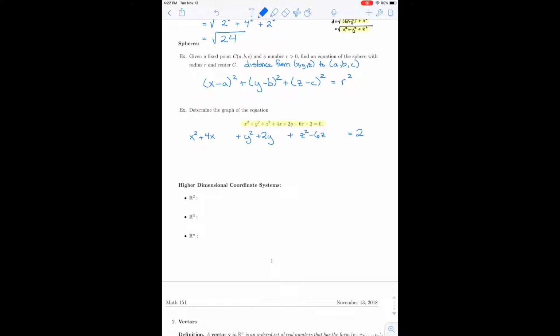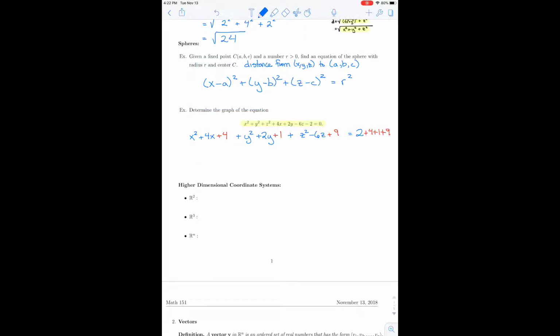Now, in order to make this equation look like the one above, I'm going to complete the square for each one of the x, y, and z terms. So if I add the number 4 there, then that first expression is a square. If I add 1, then that second expression is a square. And if I add the number 9, that third expression is a square. Of course, I can't just add those numbers without adding them to the other side and making the equality true.